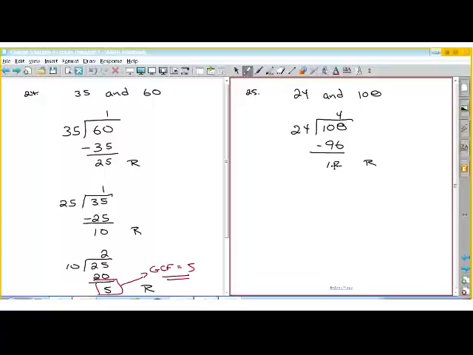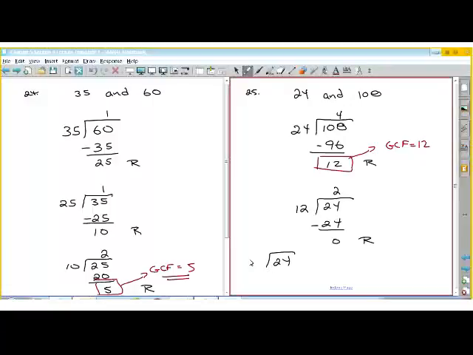So we're not done. The next thing you do is you take this number and divide it by that number. So you'll take 24 divided by 12. That goes twice. You multiply 12 times 2, you get 24. You subtract them, you get a 0 remainder. So the greatest common factor is the previous remainder, which is 12. So what we can say is that the greatest common factor equals 12.